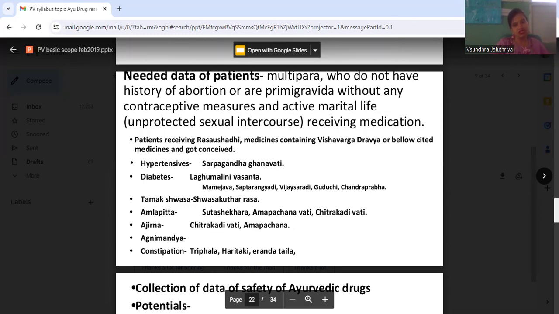Patients receiving Rasaushadhi medicine containing Vishvarga Dravya, the medicines cited below, were convinced. For hypertensive patients, it will be Sarvagandha Ghanvati. In diabetic patients, Laghu Malini Vasant's result is very good, and then Nisha Amalaki, Saptamrit, Prabhadi, Vijaysar, Guduchi, and Chandraprabha Vati can also be given in diabetes patients. Then for Tamak Shwasa, Shwas, Kasa, and Amlapitta: Sutshekhar, Amapachani Vati, Chitrakadi Vati. For Ajirna and Agnimandya, Chitrakadi Vati, Amapachana. For constipation: Triphala, Haritaki, Aran Tel.